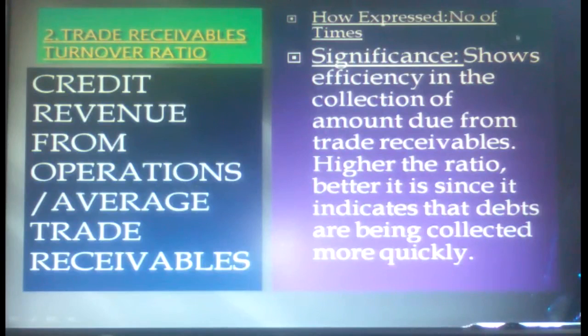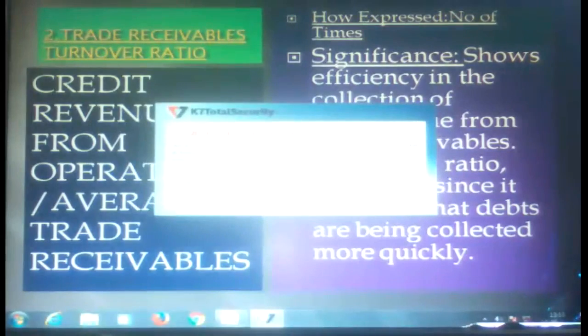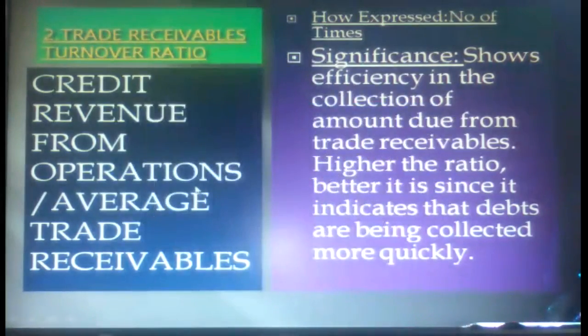Okay, how to express? Number of times. Here significance shows efficiency in the collection of amount due from trade receivables. So higher the ratio, better it is, since it indicates that debts are being collected more quickly. Correct. So we are giving less credit period to our customers, like 15 days or 30 days, quickly we will get our money easily.